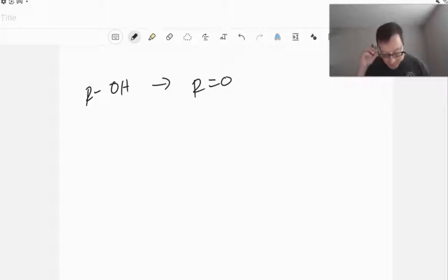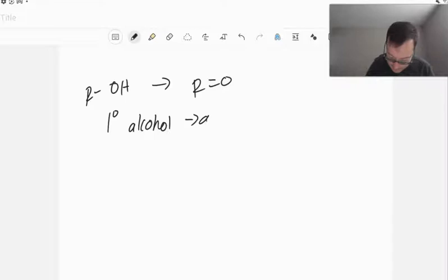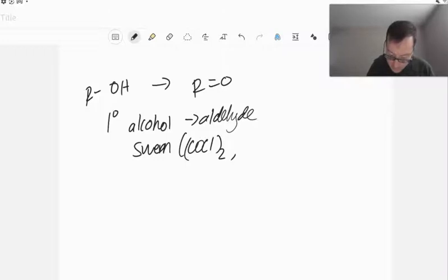All right, so we can cover all the reactions that'll do this. If you have a primary alcohol and you want an aldehyde, you're gonna need to do a Swern, which would be COCl2, DMSO, and triethylamine in several steps, right? And so that's one way to do it.